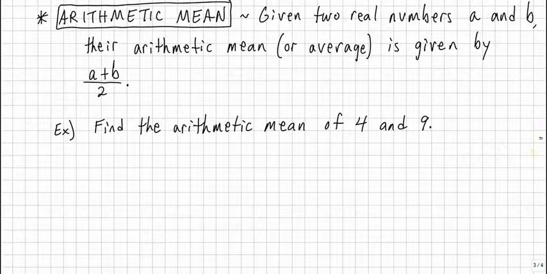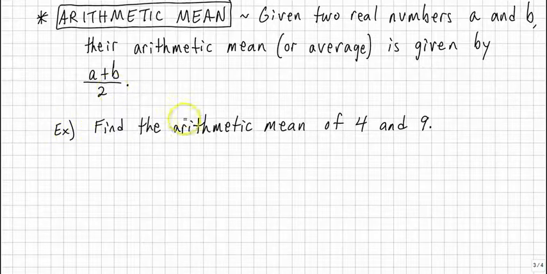Okay, last thing we're going to talk about is what an arithmetic mean is. By definition, if you're given two real numbers, a and b, their arithmetic mean, which is fancy speak for an average, so their average. So an arithmetic mean just means average. Their arithmetic mean, you just add them up and divide by 2, because that's how you find the average of two numbers. You just add them together and divide by 2.